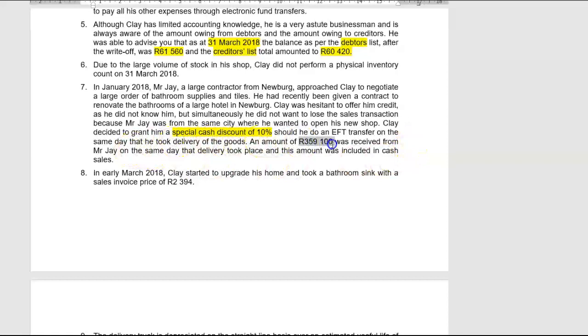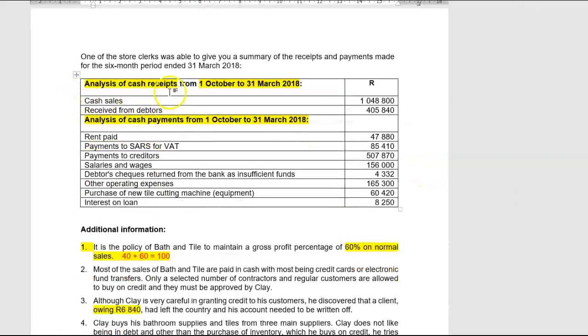An amount of 359,100 Rand was received from Mr. J on the same day that the delivery took place, and this amount was included in cash sales. Okay, that's a long sing-song and dance. If we take cash sales proceeds, analysis of cash receipts, cash sales 104,800, we say that 359,100 is already included there.